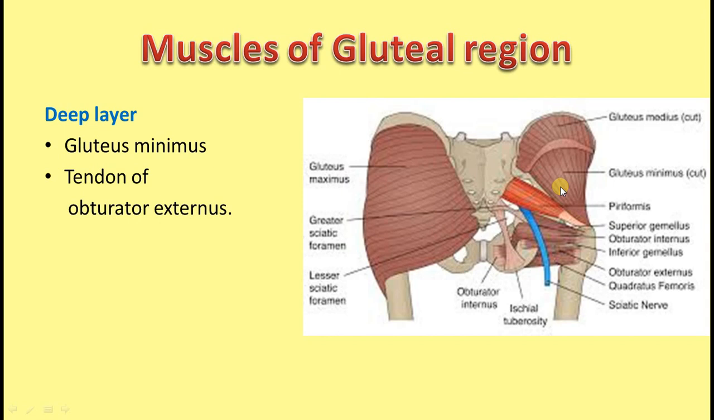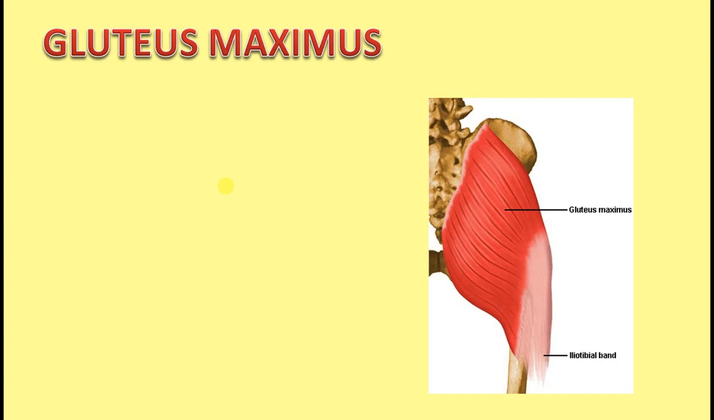Obturator externus will go and get inserted into the trochanteric fossa. Okay, so gluteus minimus, and if you go deeper to the gluteus minimus, you will see the reflected head of the rectus femoris muscle. You see the reflected head of rectus femoris muscle.